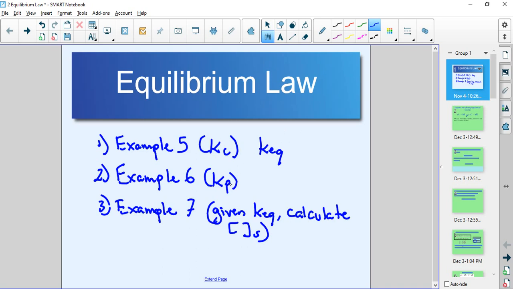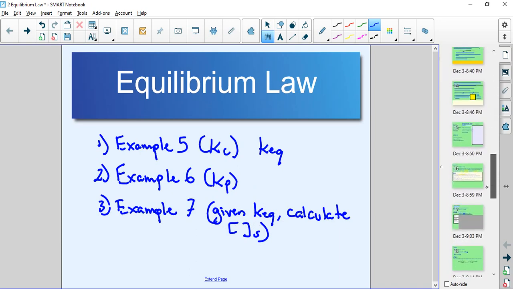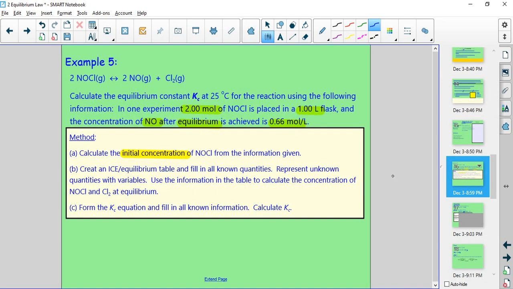Then KP, where P stands for pressure, which we're basically calculating again the KEQ value, but for a pressure system instead, so something involving gases. Question involving gases. And example 7, here we're not calculating KEQ. Here we're given our KEQ value, we're going to calculate the concentrations of our products and reactants at equilibrium. Okay, so let's just scroll down. I believe it's here. Okay.